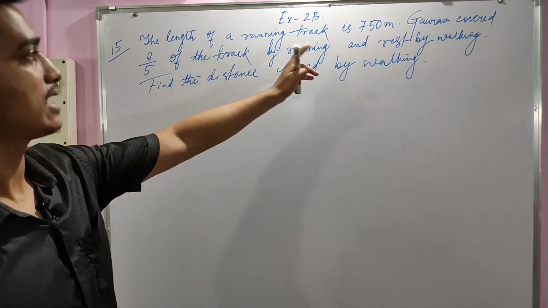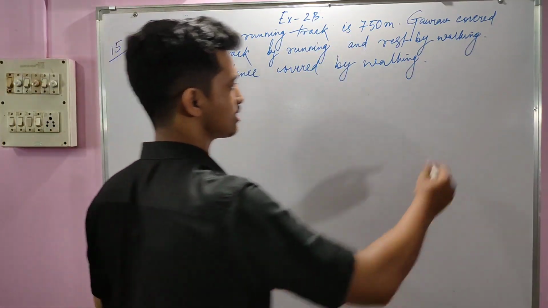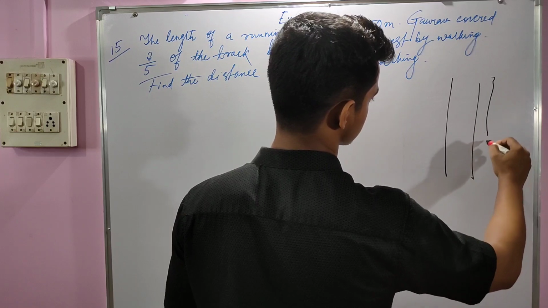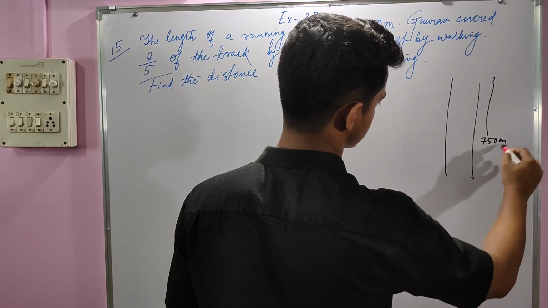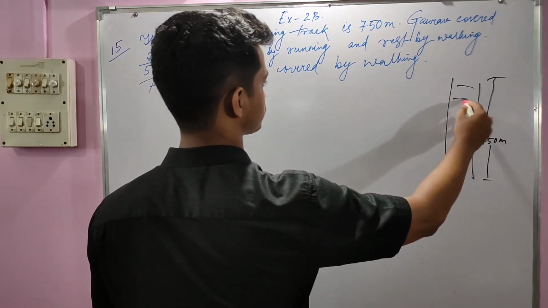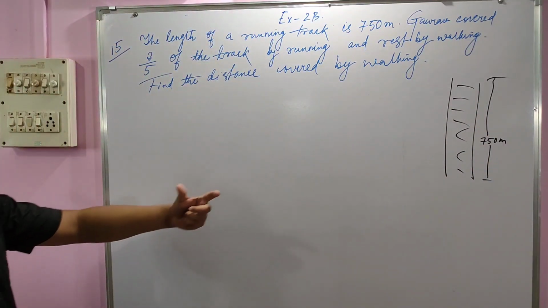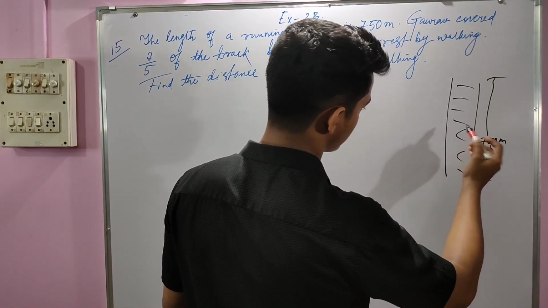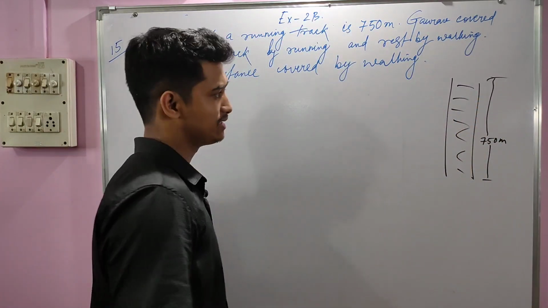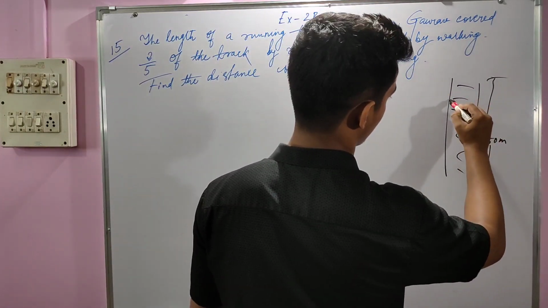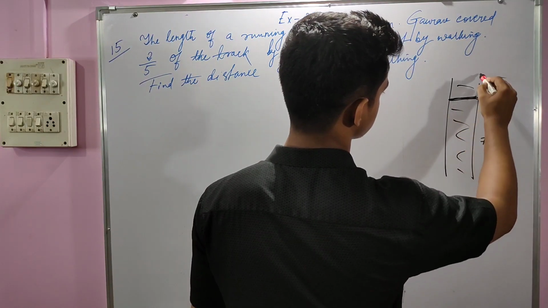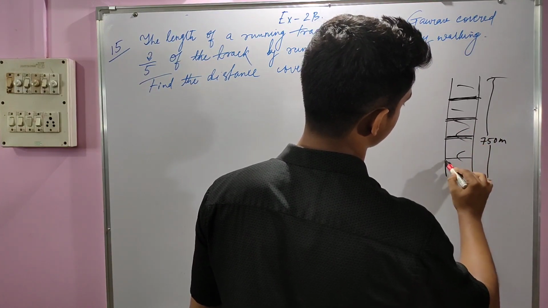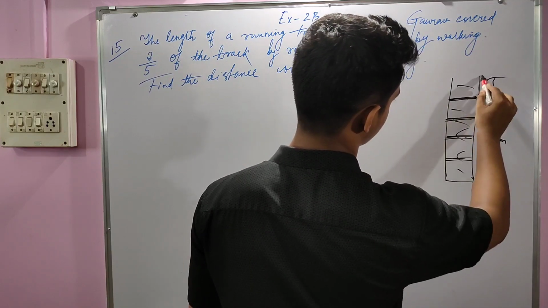The length of a running track is 750 meter. So let's say that is our running track, and that is 750 meter, right? Now Gaurav is a man who covered 2 by 5 of the track by running. If I divide this track into 5 equal parts, that is our first part, that is our second part, third part, fourth part, and the last part is our fifth part.